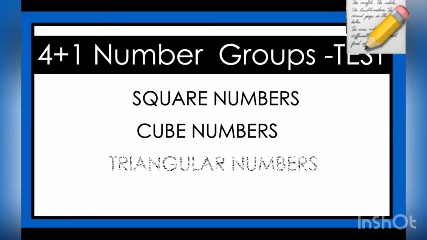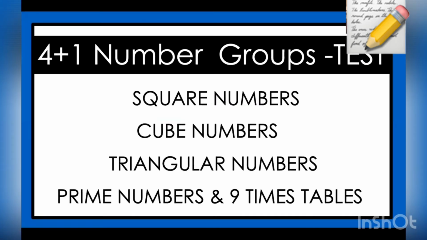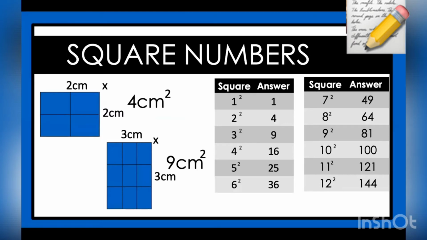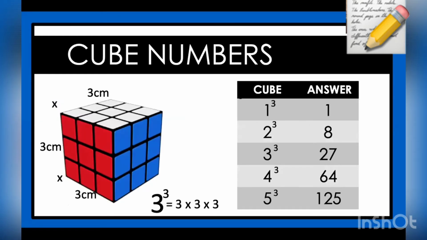Very quickly, the 4 key number groups: square numbers, cube numbers, triangular numbers, and prime numbers, plus the 9 times tables. The square numbers, remember, 1 squared, 2 squared, 3 squared. There's the table. We need to have learned those. 11 squared is 11 multiplied by 11, which is 121, etc. That's the square numbers. We have the cube numbers, which we only need to know 1 to 5. We multiply the number again and again. So it's 3 multiplied by 3 multiplied by 3 again, and as you see, 3 cubed is 27.